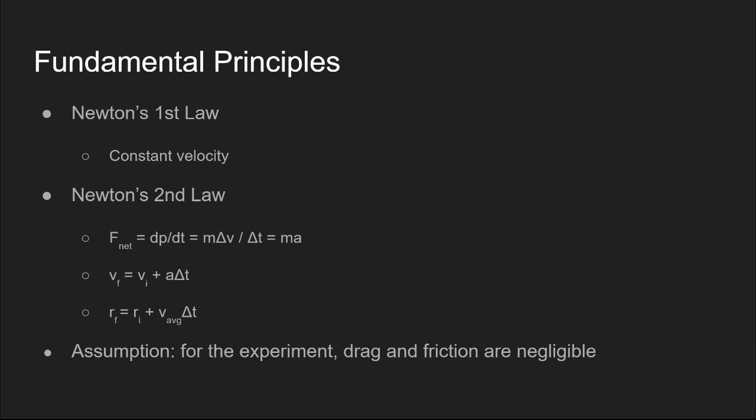Another principle is Newton's second law, which states that the acceleration of an object is dependent on the net force acting upon the object and the mass of the object. Newton's second law also includes the momentum principle, which can be used to derive the velocity and position update formulas. We use Newton's second law here because we're interested in an object's future velocity and position. Finally, an assumption we make during the experiment is that drag and friction are negligible.